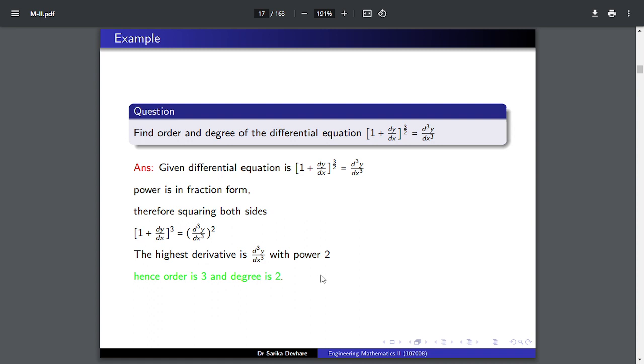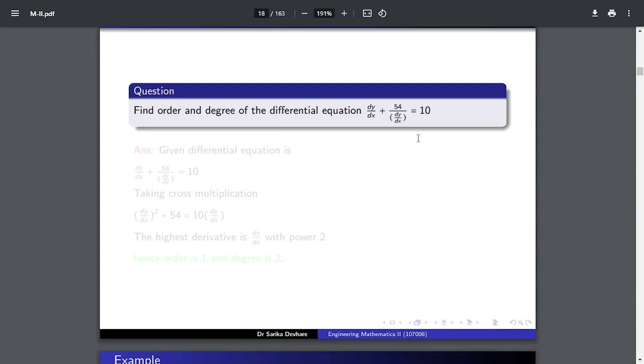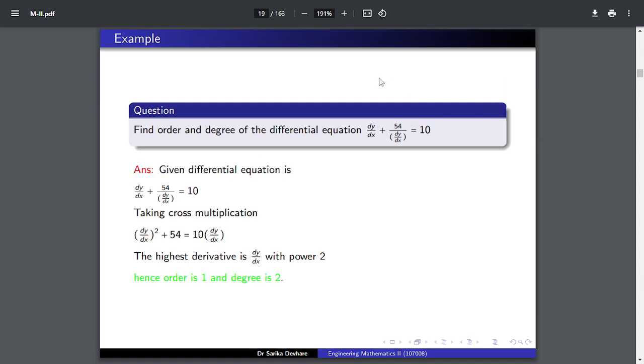Okay, so now let's take one more example. Now look at this differential equation. Here dy by dx plus 54 upon, and in the denominator the dy by dx term is there. So how to find its order and degree? This is our differential equation. Now take the cross multiplication. Therefore our differential equation becomes like this.